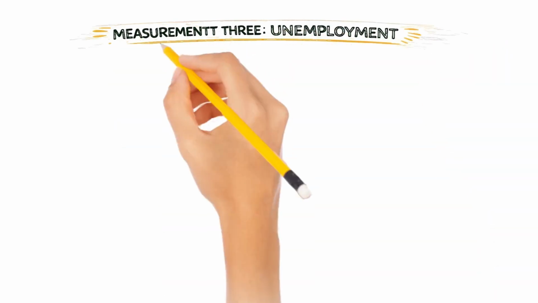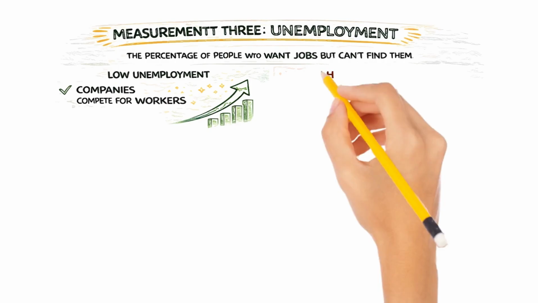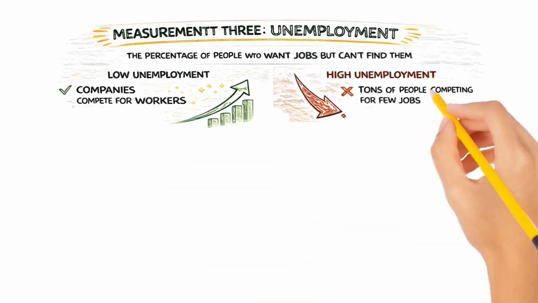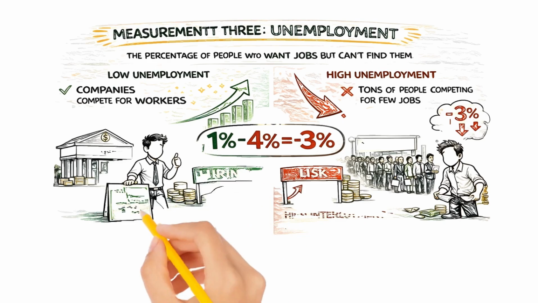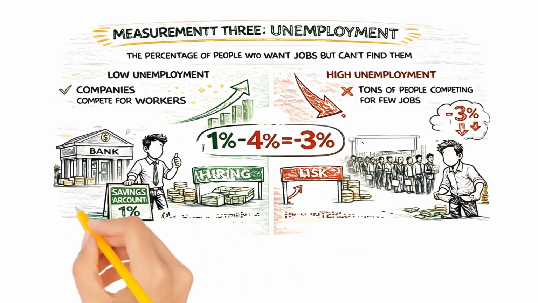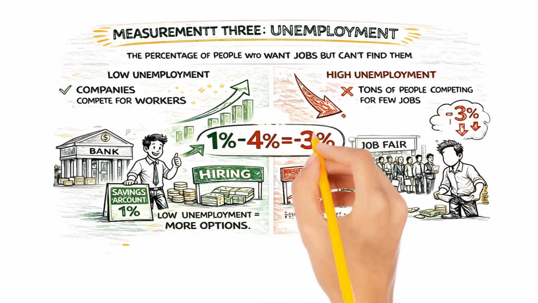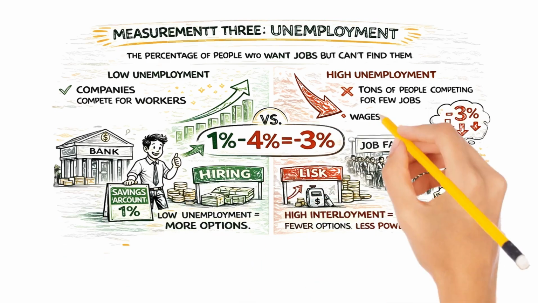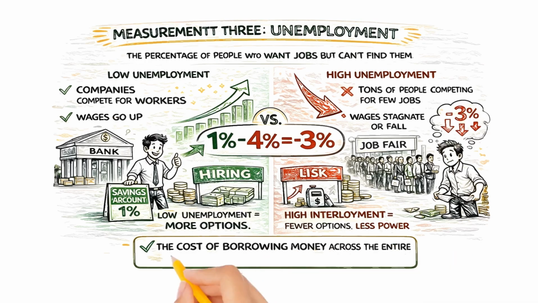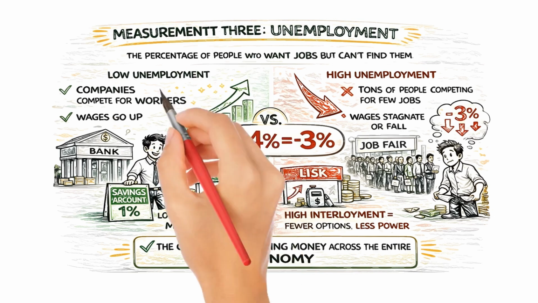Measurement 3, unemployment, the percentage of people who want jobs but can't find them. When unemployment is low, workers have leverage. Companies compete for employees. Wages go up. When unemployment is high, companies have leverage. Tons of people competing for few jobs. Wages stagnate or fall. Even if you have a job, high unemployment means it's harder to negotiate raises or switch jobs. Low unemployment means you have more options and more power.